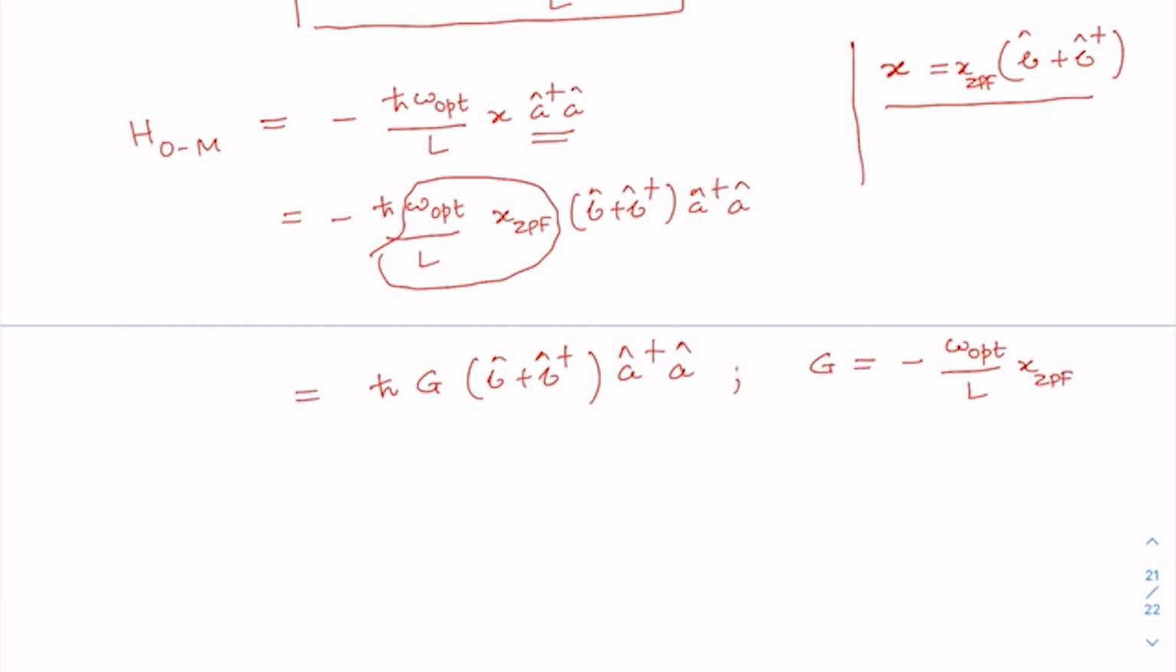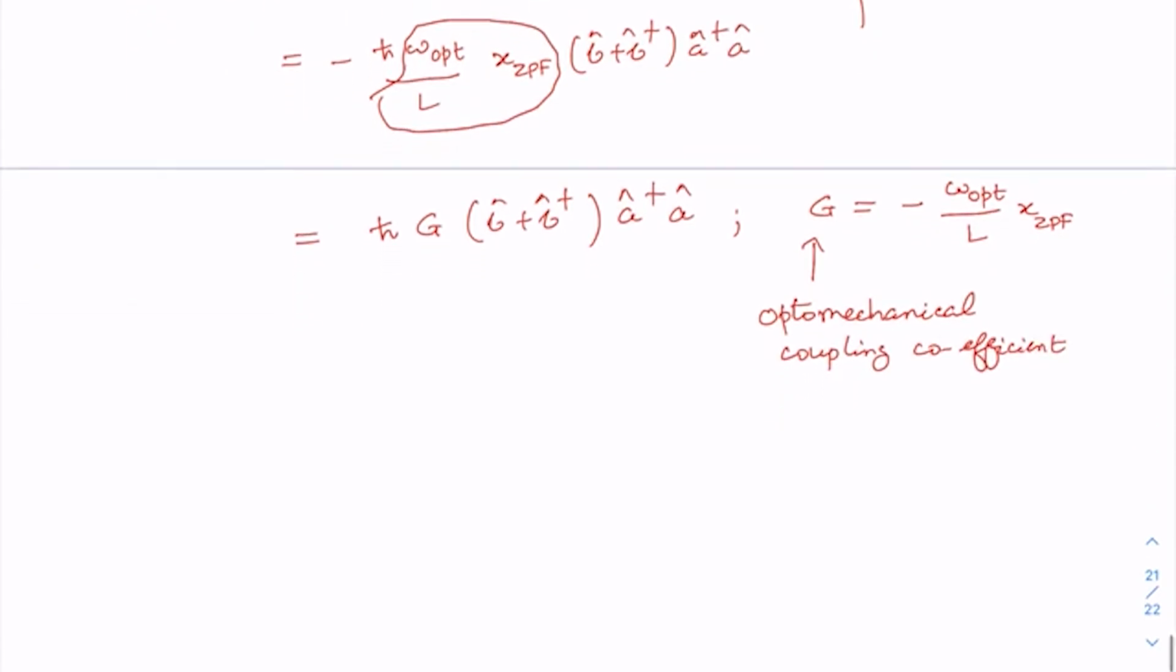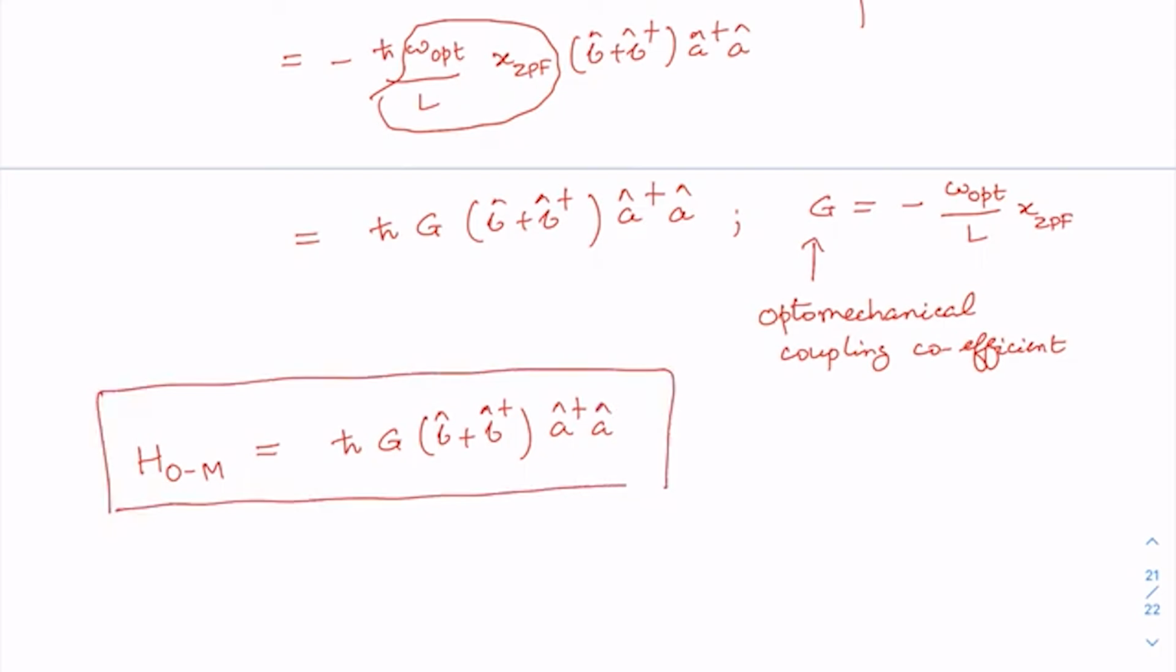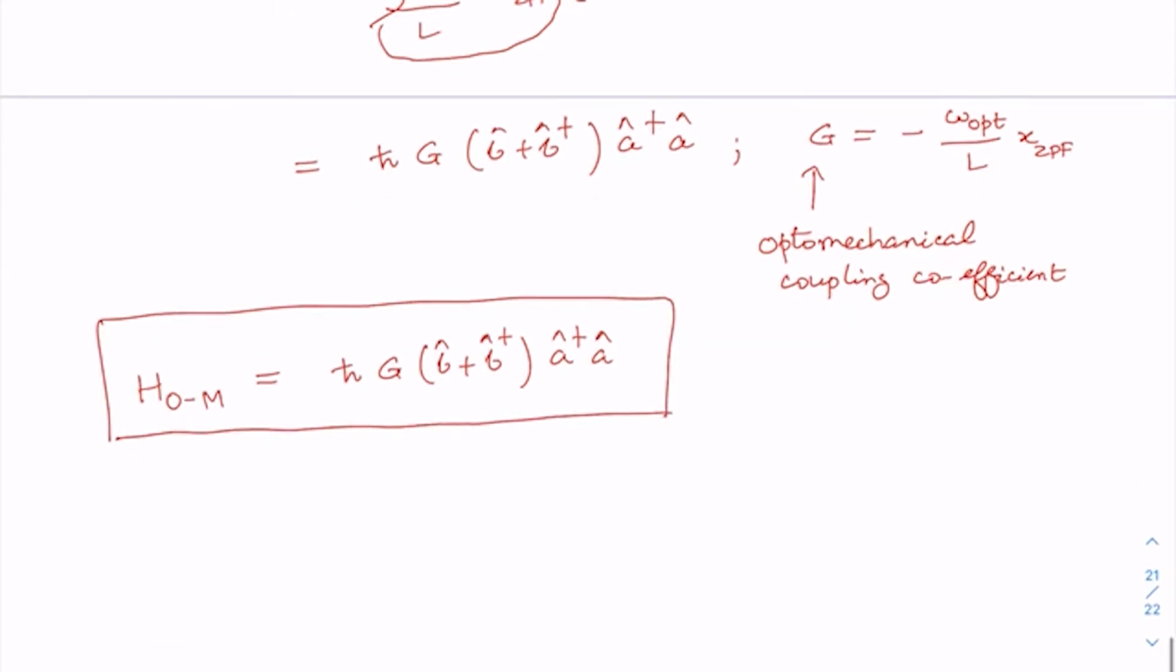Okay, so this Z is called the optomechanical coupling coefficient. So therefore what I have, this optomechanical interaction term, I can simply write as h cross Z B plus B dagger into A dagger A. So this is a very important term, important component of the total Hamiltonian we have got.